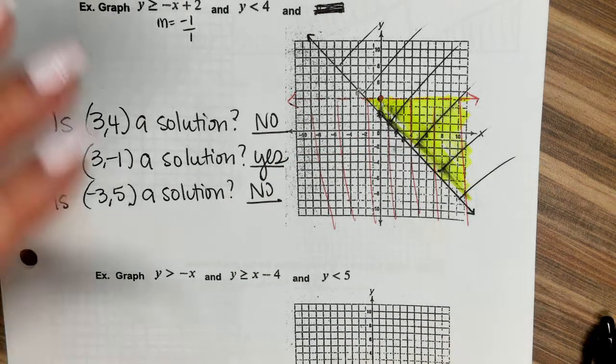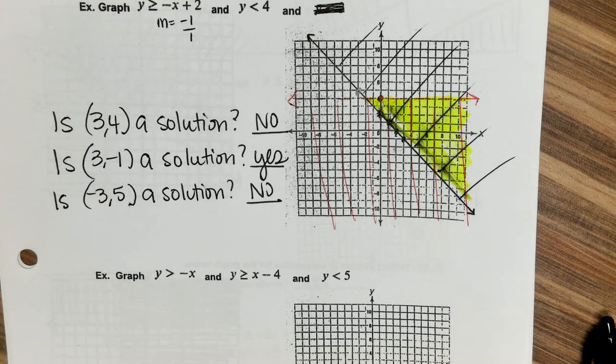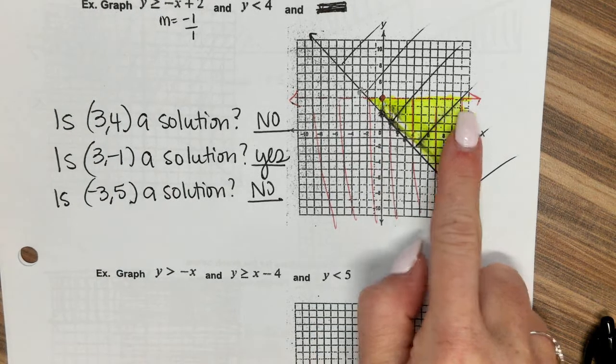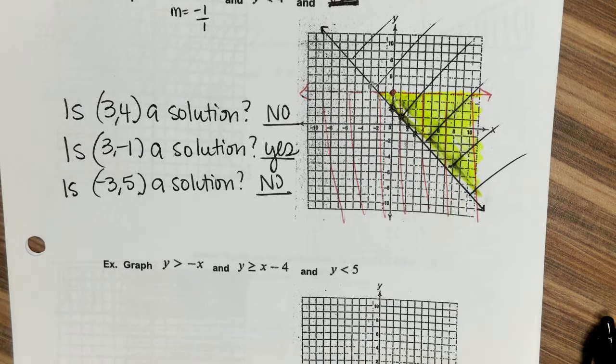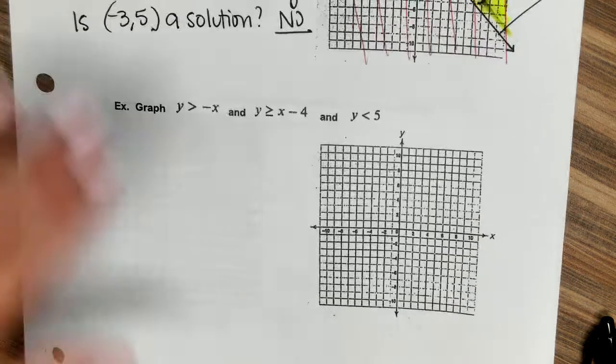It has to satisfy both of the inequalities, so it has to fall in that highlighted region. If it falls in the highlighted region on a solid line, then it is yes. If it falls in that region on a dashed line, the answer is no. And yes, it can be anything in the yellow, right? All right, to the bottom.